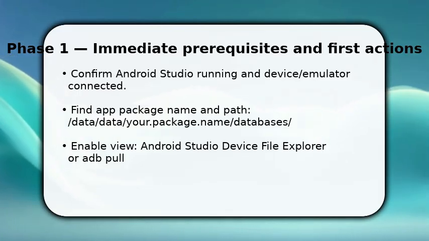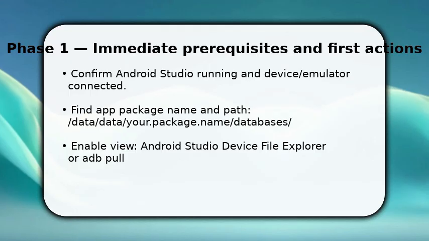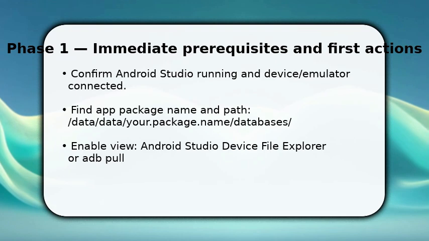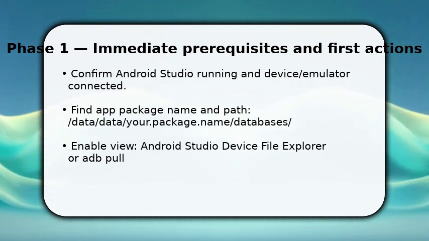Make sure to grant debug permissions if asked. Without them, you can't access protected app storage. You're already doing the main prerequisites. Now you'll extract the file to inspect it locally.